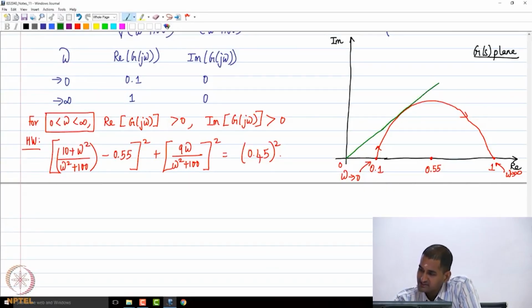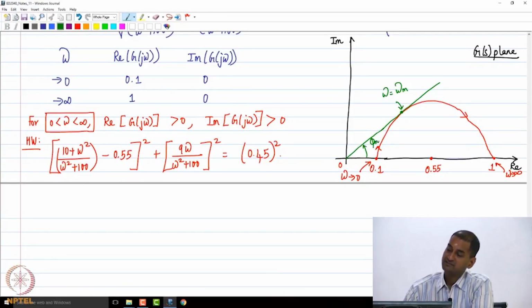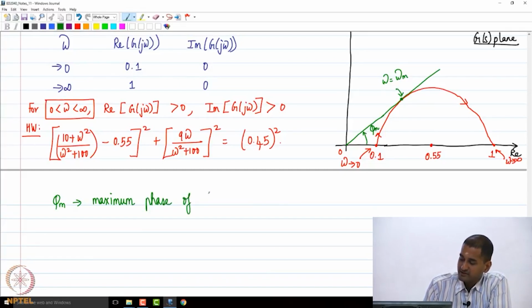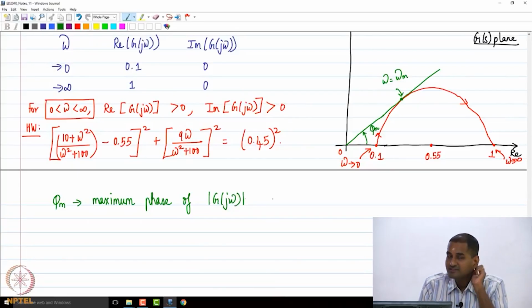So let us say this is my tangent. This is the omega, which I call omega m, the frequency at which I get the maximum phase phi m. So phi m is the maximum phase of g of j omega. The Nyquist plot helps us with all these things, and we will see why this is important.